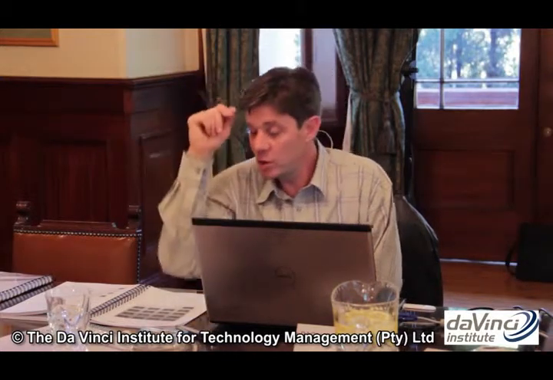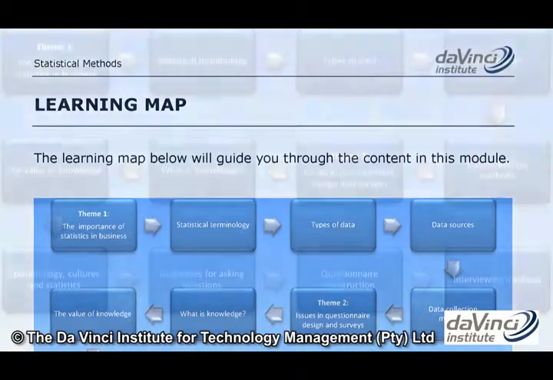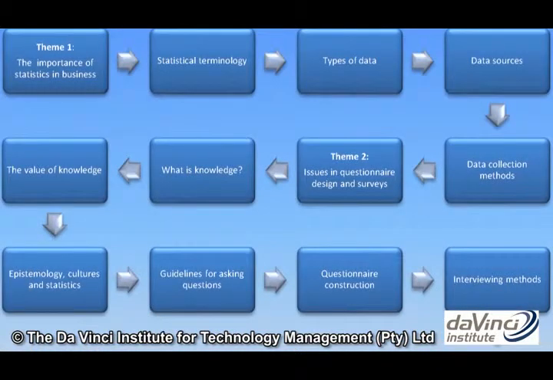All right, guys. Very important. I want us to look at the learning map. The learning map is important for me because it also gives us the direction of where we're going. Can I ask Emmanuel, won't you just look at the first one? It says theme one. The learning map below will guide you through the complex in this module. Theme 1, the importance of statistics in business, statistical terminology, types of data, data source, the value of knowledge, what is knowledge.